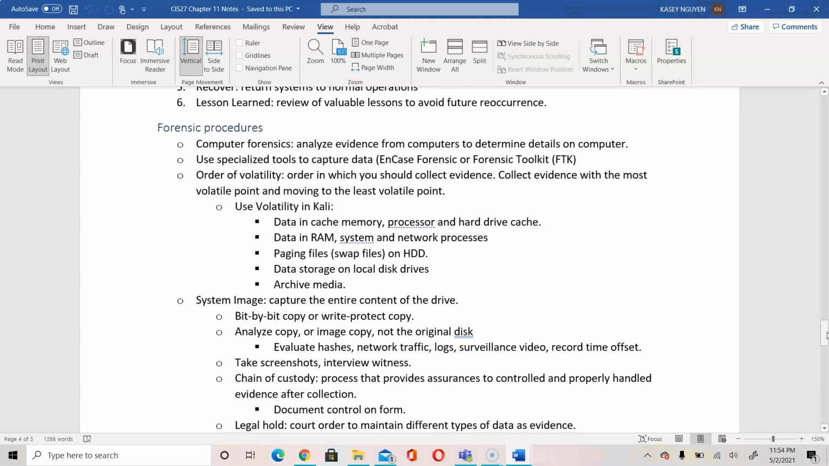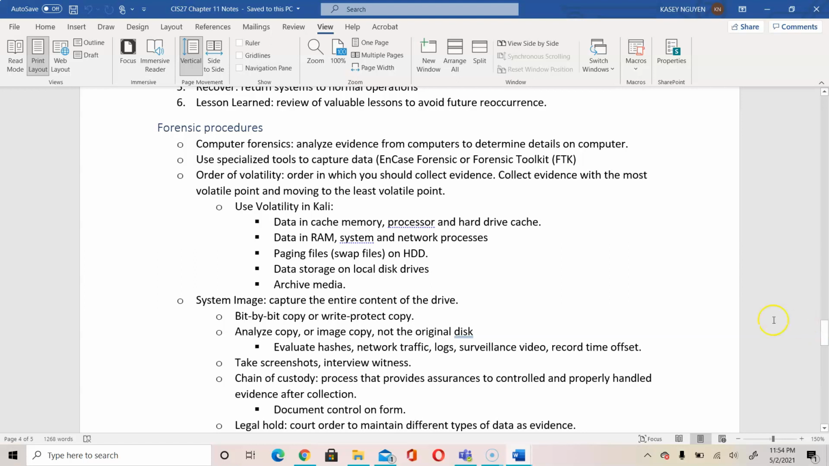Use Volatility in Kali. We would use the tool to look into cache memory, processor, hard drive cache, etc. Data in RAM, and system and network processes would be next. Then the page file or swap files on the hard disk drive, because once we turn it off, they might not be available again. And then we can look into data storage for the local drive and archive media. Those are a little bit more permanent.